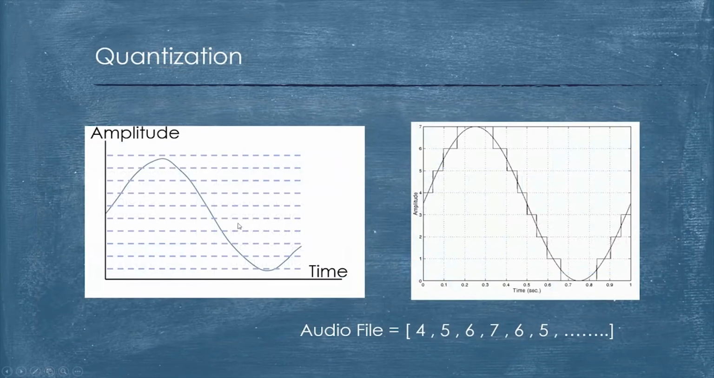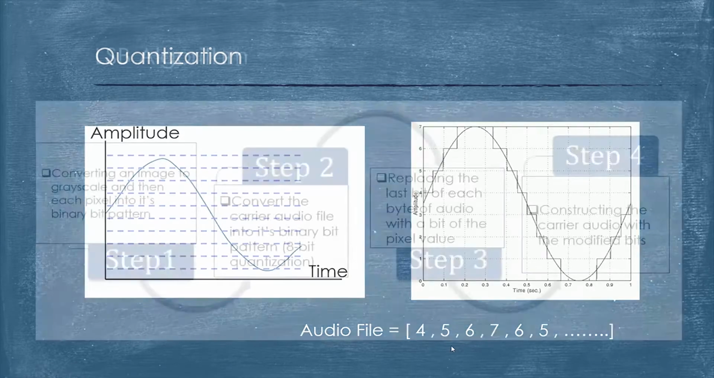So let's see how the quantization works. The audio file can be represented as variations of the amplitude with time. If these amplitude values are sampled and then quantized into discrete levels, the audio file can then be represented as a sequence of these quantization levels instead of the amplitude values themselves. This array of quantization level values has to be converted to binary representations.